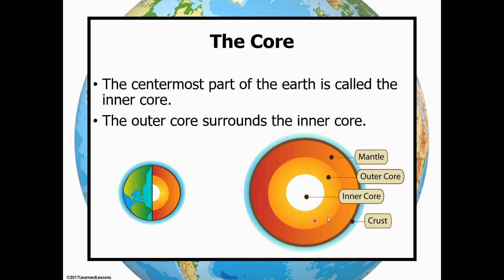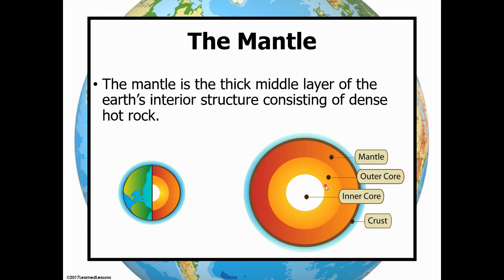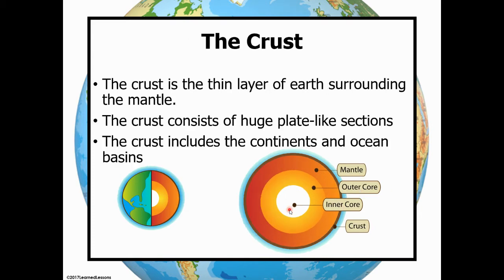Obviously the outer core surrounds the inner core. It's made up of the same things as the inner core. It's just going to be solid. It's hot, dense rock. Next you have the mantle, which is going to be this orangey red layer. This is a thick middle layer. Again, it's hot, dense rock. It is solid.